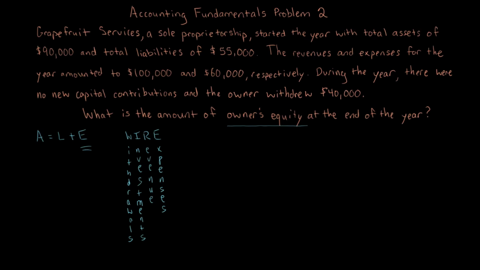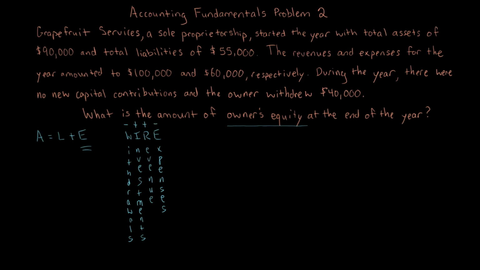So withdraws are going to decrease owner's equity because the owner's taking money out of the business, or capital, or whatever it is. Investments are going to increase owner's equity. The owner is putting money or assets into the business. Revenues are going to increase owner's equity, and expenses are going to decrease it.